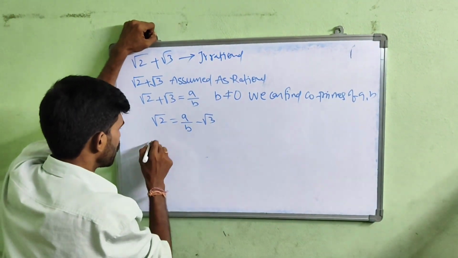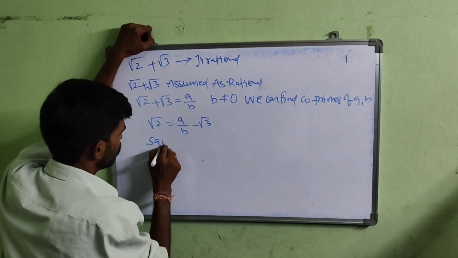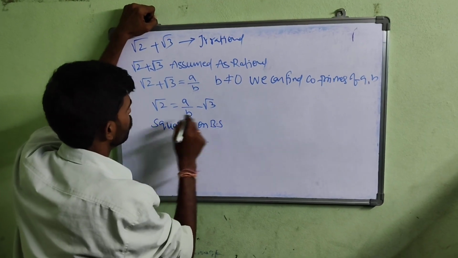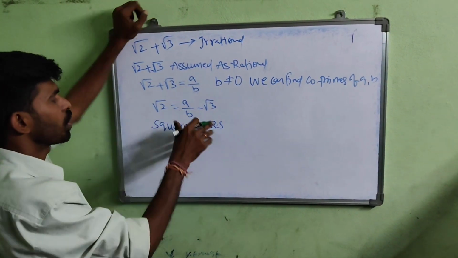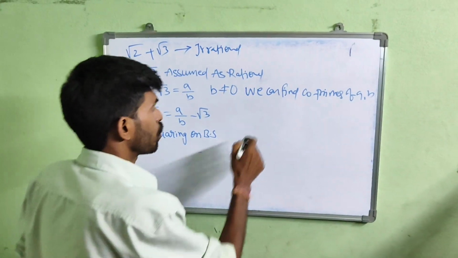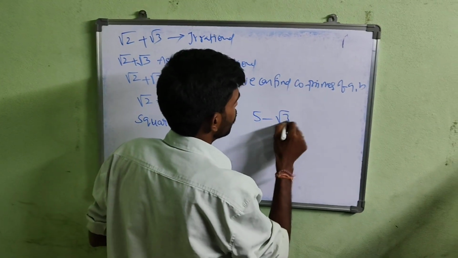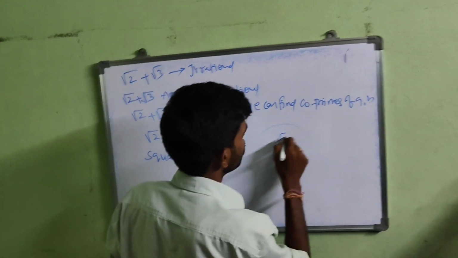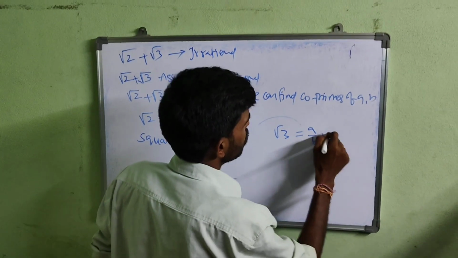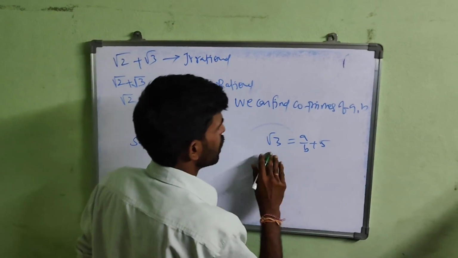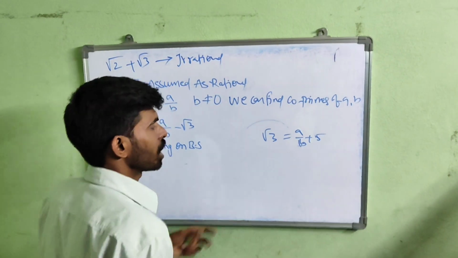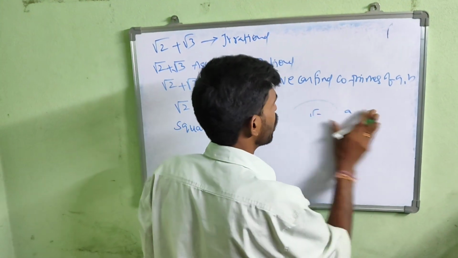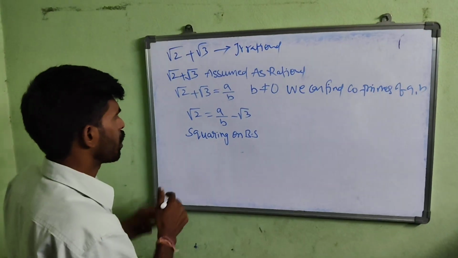Now, squaring on both sides, because here root 2 is there. In the previous question, for example, only the root 5 was separate: a by b plus only 5 was there. No need to square on both sides because only one root value is present. Here we need to square on both sides.